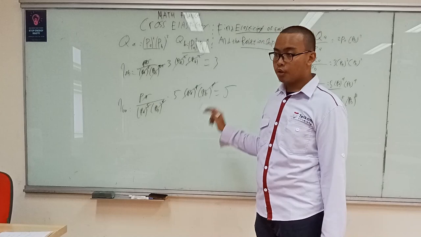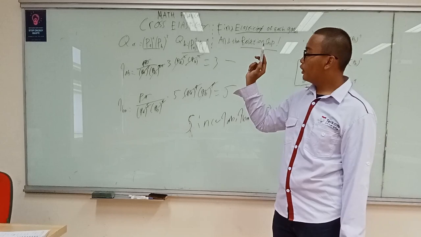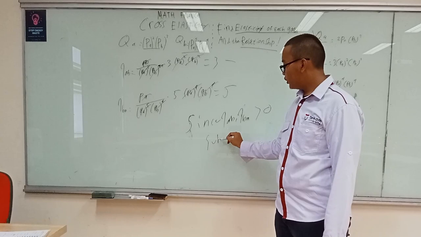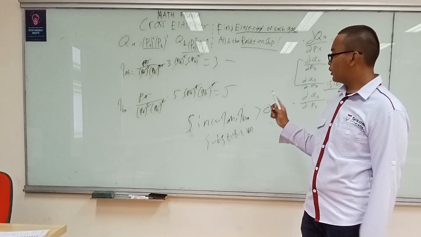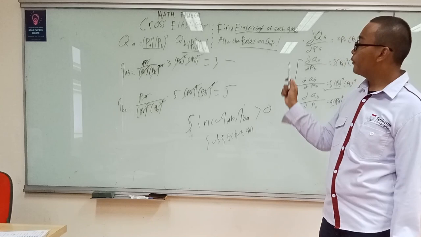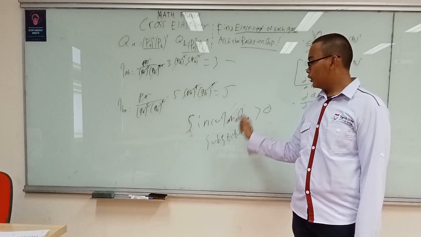Now we just need to conclude. Since nu AB and nu BA are more than 0, the relationship between good A and good B is going to be substitution. But if somehow the cross elasticity of A and B is less than 0, it's going to be complementary. But this time the cross elasticity of A and B is more than 0. Since both of them are more than 0, the relationship of both of them is going to be substitution.